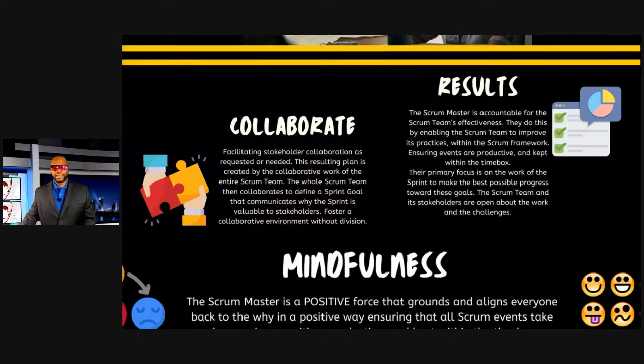Foster a collaborative environment without division. You see, I said the soft stuff is the tough stuff. Scrum Master, if your team is at loggerheads, at war, you need to be a sounding board for collaboration. A team with factions and divisions is not going to thrive. So uphold positivity. You get the idea.